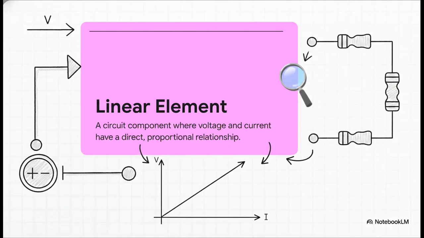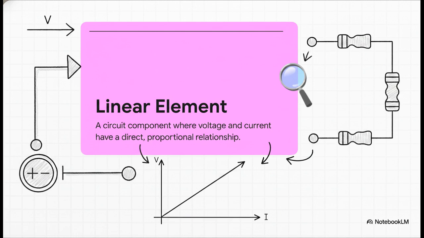An incredibly important and honestly comforting trait for classifying many of these passive elements is linearity. A linear element is one where its voltage and current maintain a highly predictable straight-line relationship. If you double the voltage, the current doubles exactly. There's no guesswork at all.